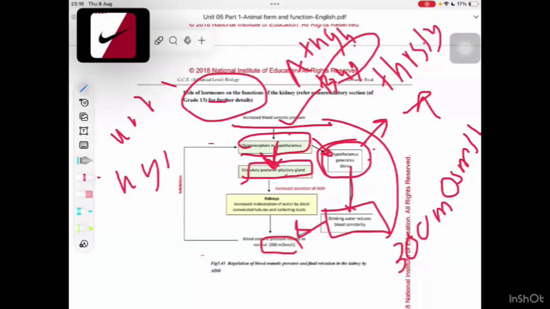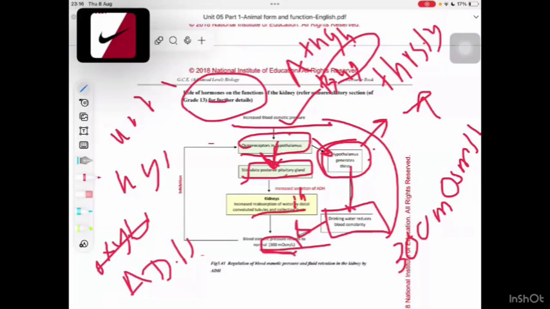The posterior pituitary gland actually secretes two hormones. One is oxytocin, which we will learn in the future, and the other is ADH. So the posterior pituitary gland increases the secretion of ADH. And what does ADH do? ADH is antidiuretic hormone. It increases the reabsorption of water in the distal convoluted tubules and the collecting duct. And again, blood osmotic pressure returns to normal.